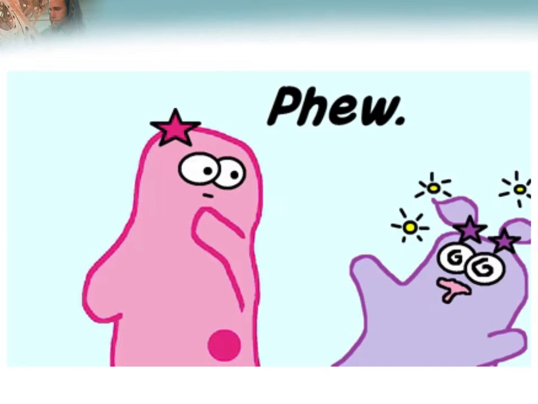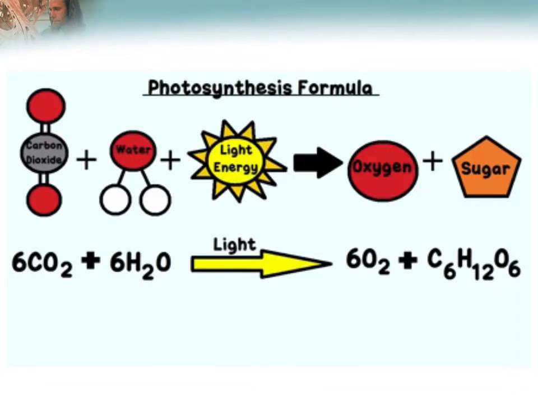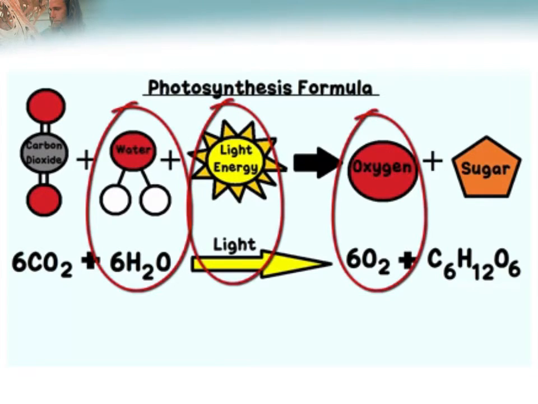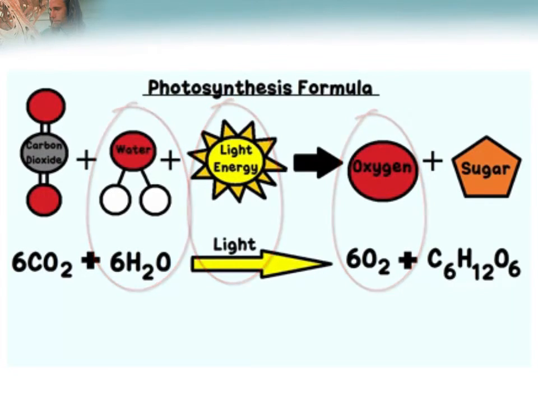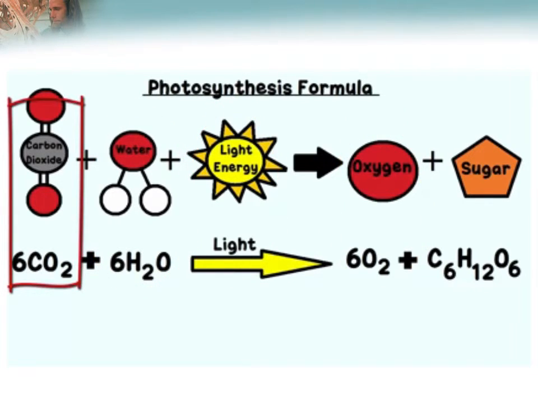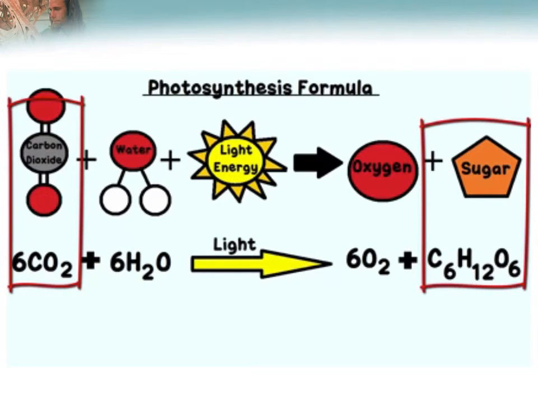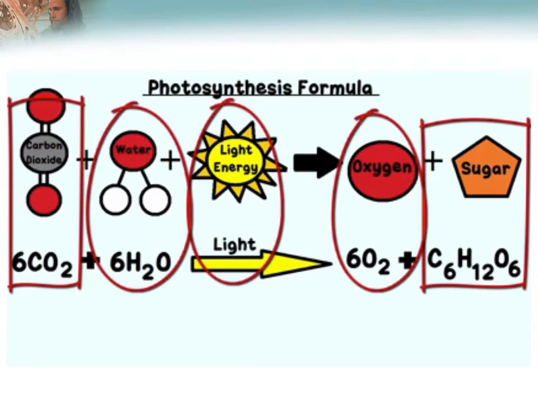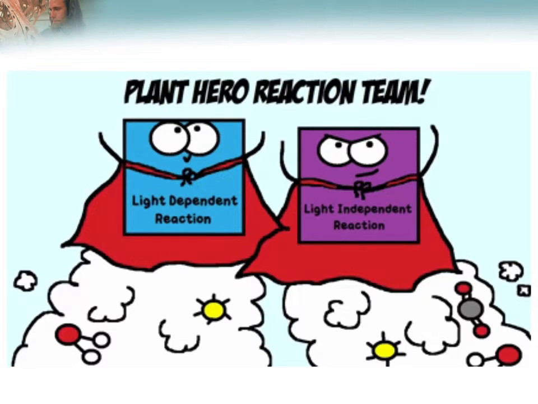Phew. So, let's take a look at this formula. Last time, I promise. So, we have here the circled items already that came from the light-dependent reaction. Now notice the other items, the carbon dioxide on the reactant side, and the glucose, which was on the product side. Those were from the light-independent reaction. Together, the light-dependent reaction and the light-independent reaction, which happen simultaneously, create the glucose that plants need to survive.